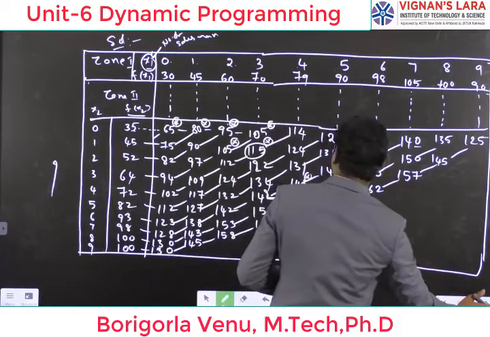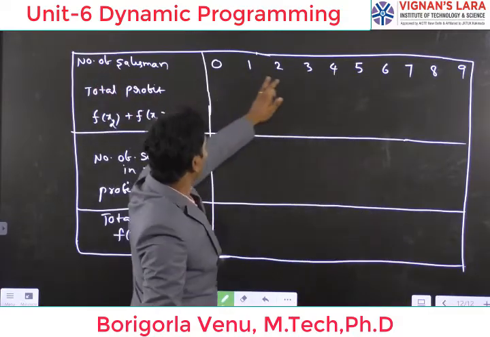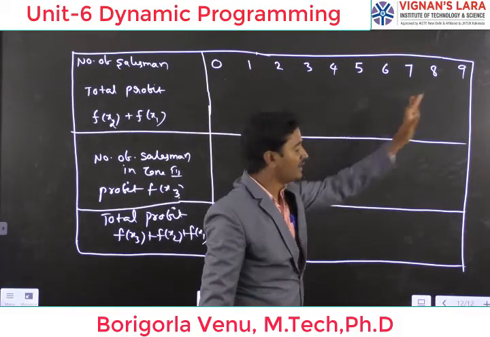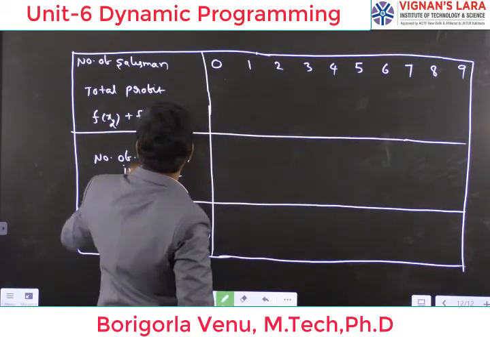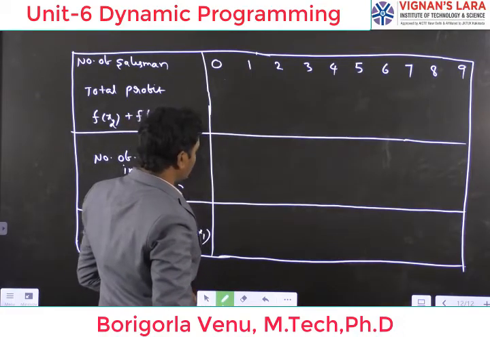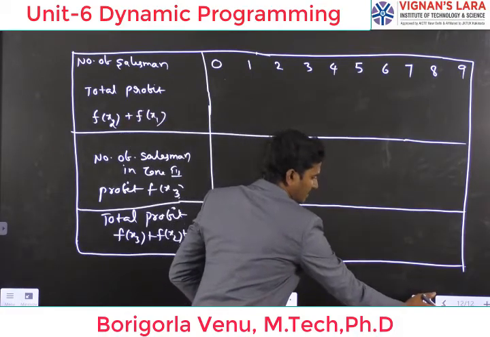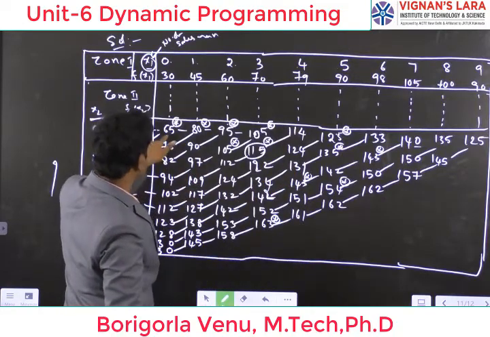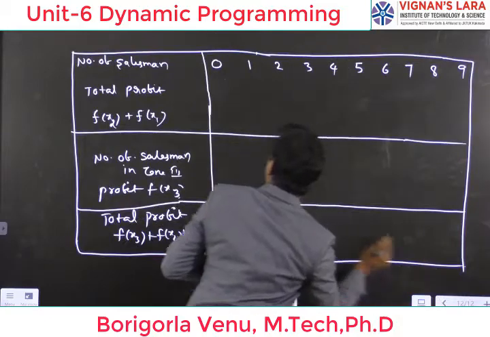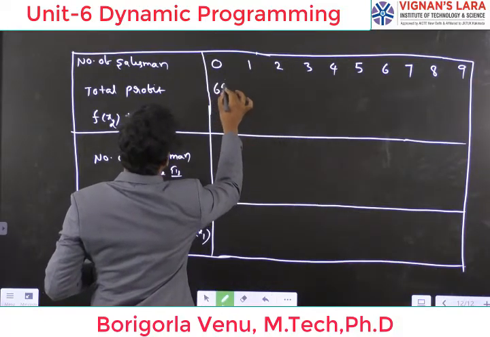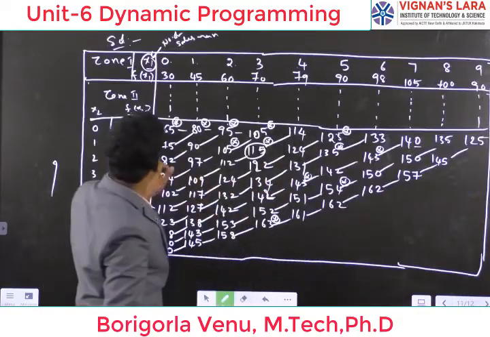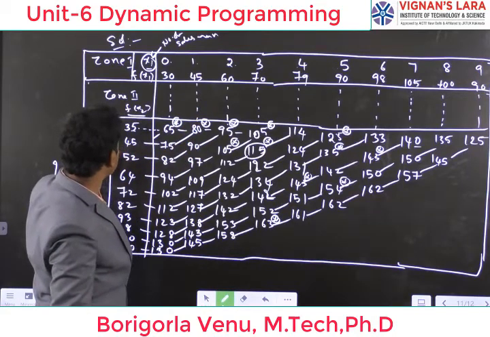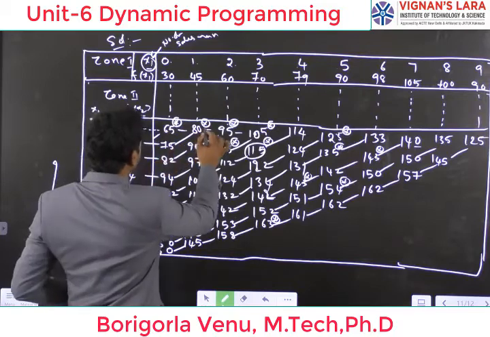Next, coming to the second table, here we are going to take the number of salesmen, already given as 0, 1, 2, 3, 4, 5, 6, 7, 8, 9. Next, coming to the total profit, we are going to take the total profit value based on this. Here, first, at 0 salesmen, what is the profit? 65 is the profit. Next, for the second station, the second salesman, what is the maximum value?